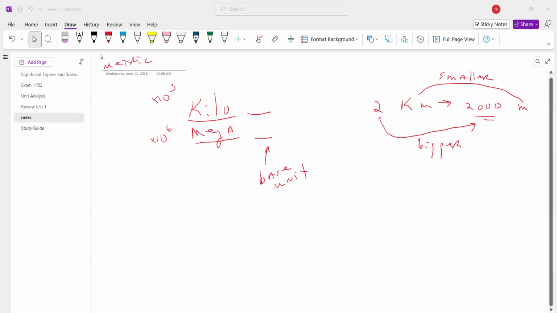In sig figs, it's always the smaller of the two. With adding, subtracting, it's always the least number of decimal places. Multiplying, dividing, you look at the whole number of sig figs, it's always the lesser one. Even though in your mind, you believe your calculator. Calculator's a dumb thing. It doesn't understand the concept of precision at all, unless someone puts in round to 1 place. Okay? All right.